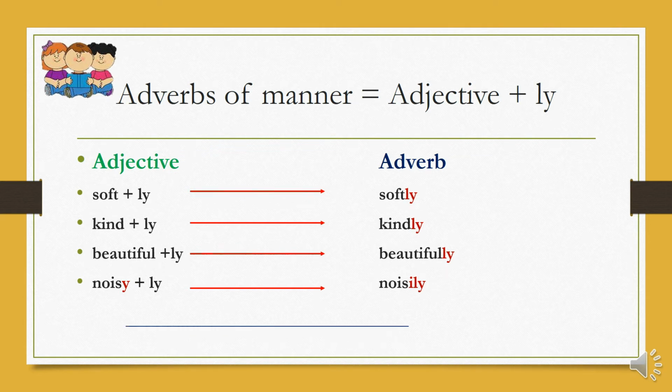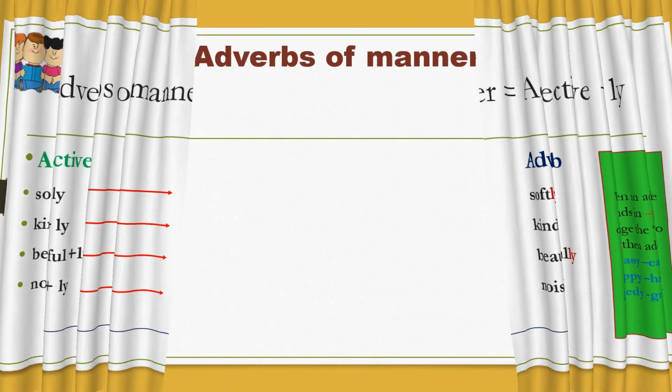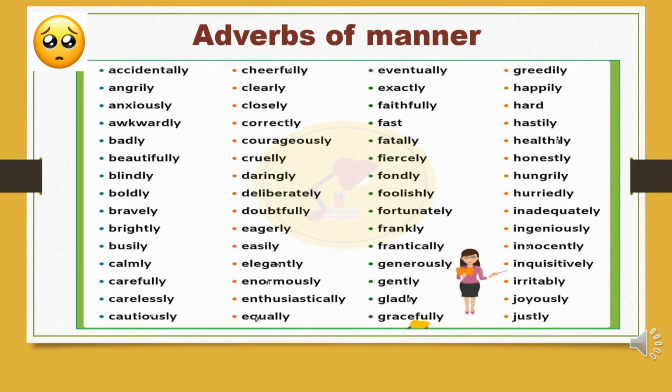Now look at this y, children. Y has changed into i. When an adjective ends in y, we change the y into i, then add ly. Look at these examples. Easy, easily, happy, happily, greedy, greedily. Okay, children, here are some examples.